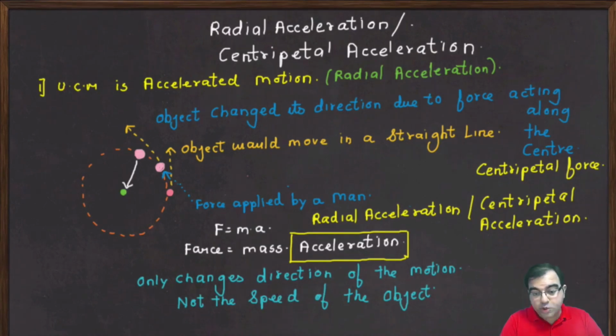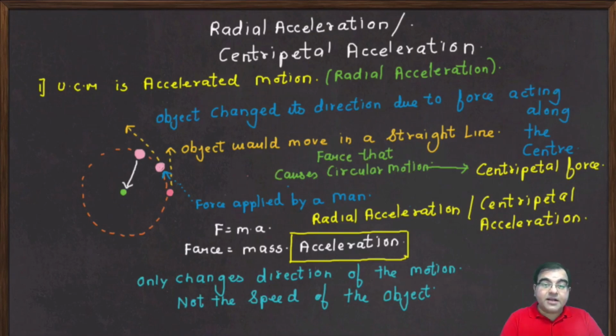of the motion. And centripetal force can be thought of as the force that causes the object to move in a circular path. Or I would say it's a force that causes circular motion. It only changes the direction of the object. It does not change the speed of the object. It acts on the object, but it is directed towards the center. These are the three important points for you to remember.